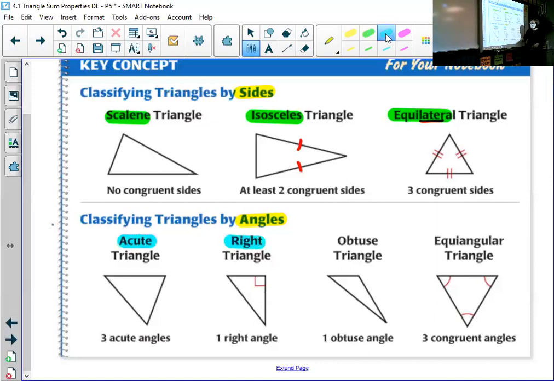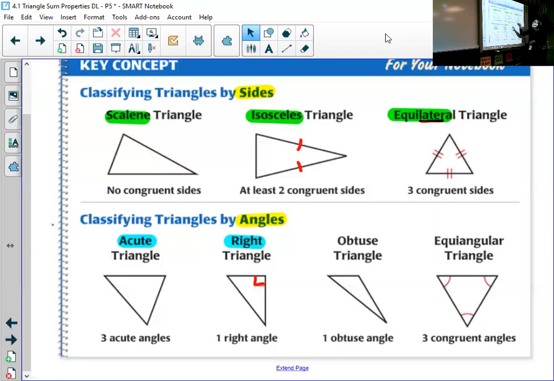A right triangle means you have one angle that's 90 degrees. And you can tell that by either the little right angle marking, or sometimes they'll just put in there that it's 90 degrees. So you'll see that in another example that we'll have later.